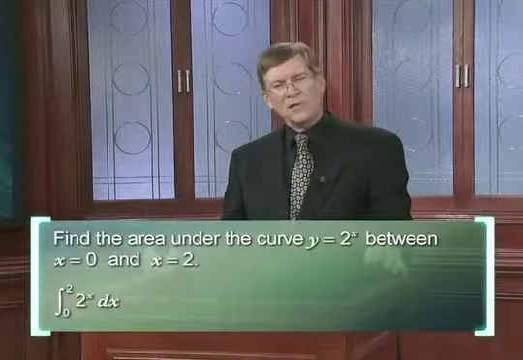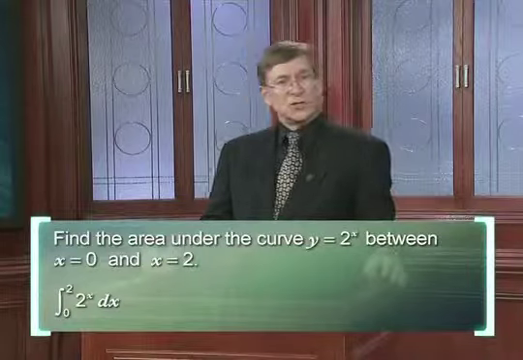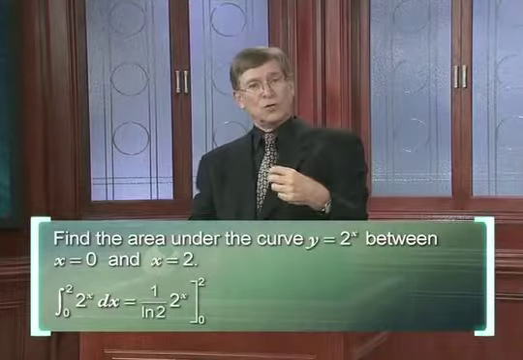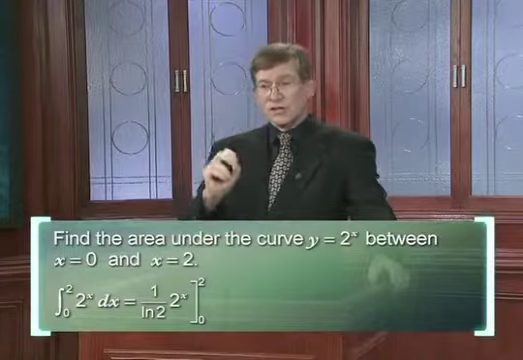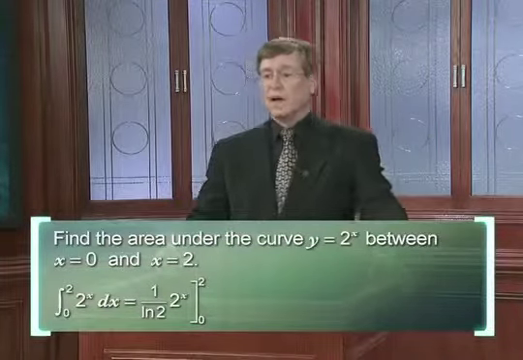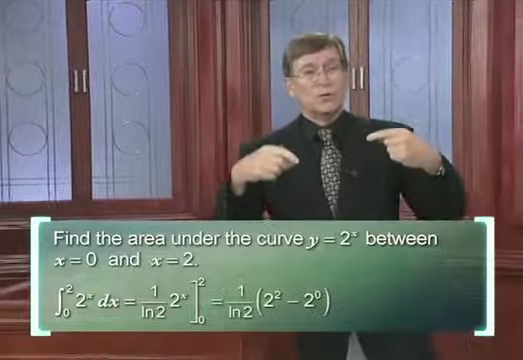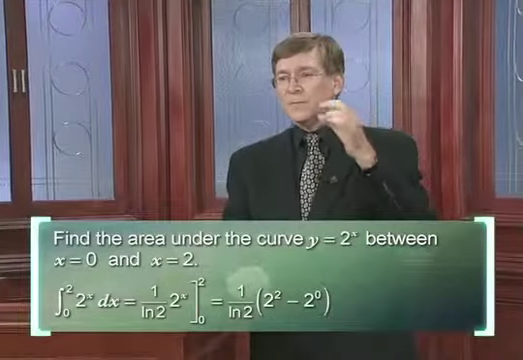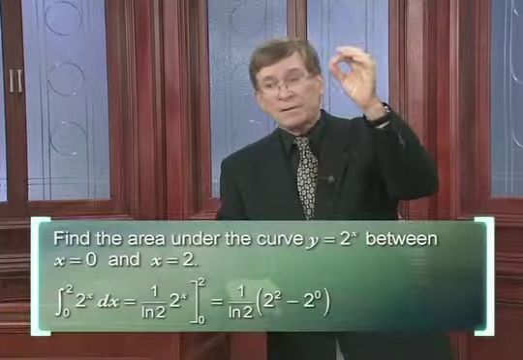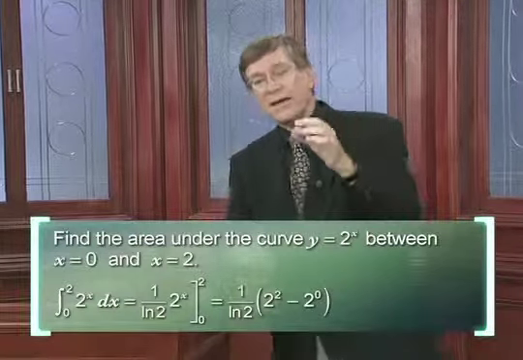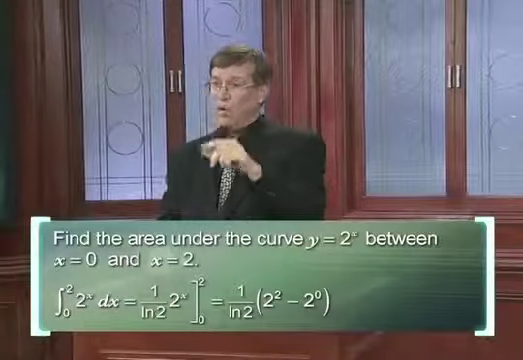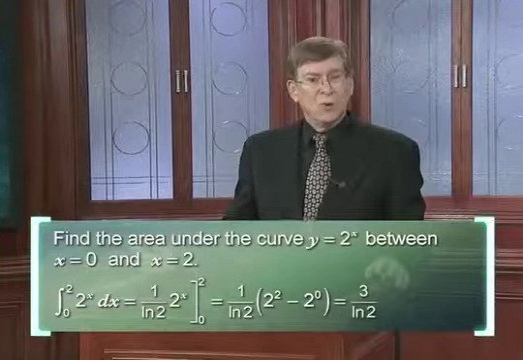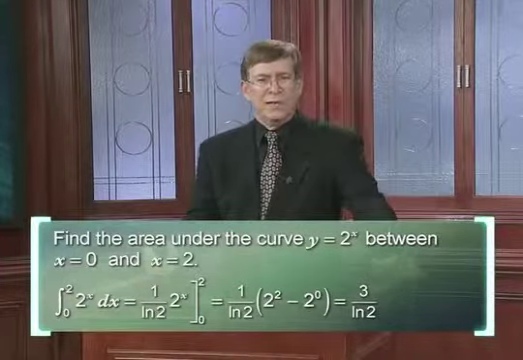So what's the antiderivative? Well, it was that formula I just talked about. It's 1 over log 2 times 2 to the x, and the limits of integration are 0 to 2. So I plug those limits in. I get 1 over log 2 times the quantity, 2 squared, that's plugging in the top limit, minus 2 to the 0 power. And 2 squared is 4, minus 1 is 3, so it's 3 over log 2. That's the area under that curve.